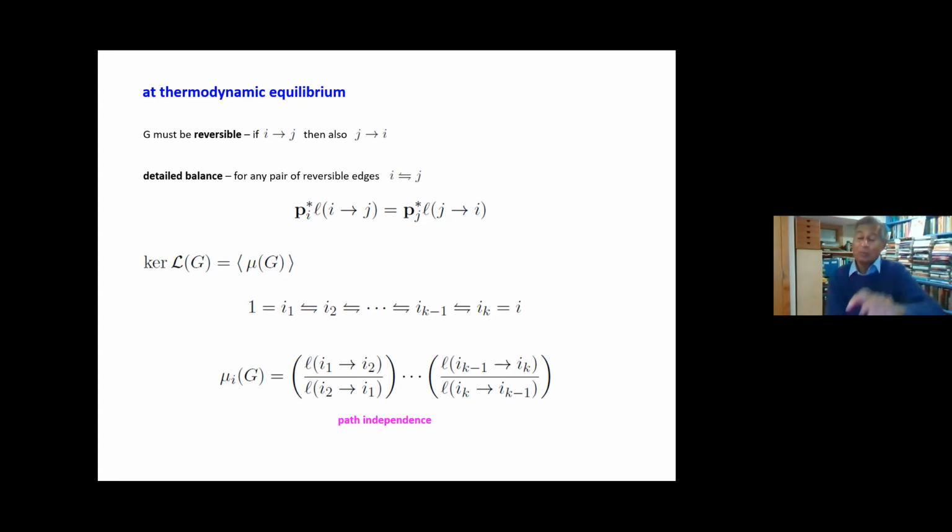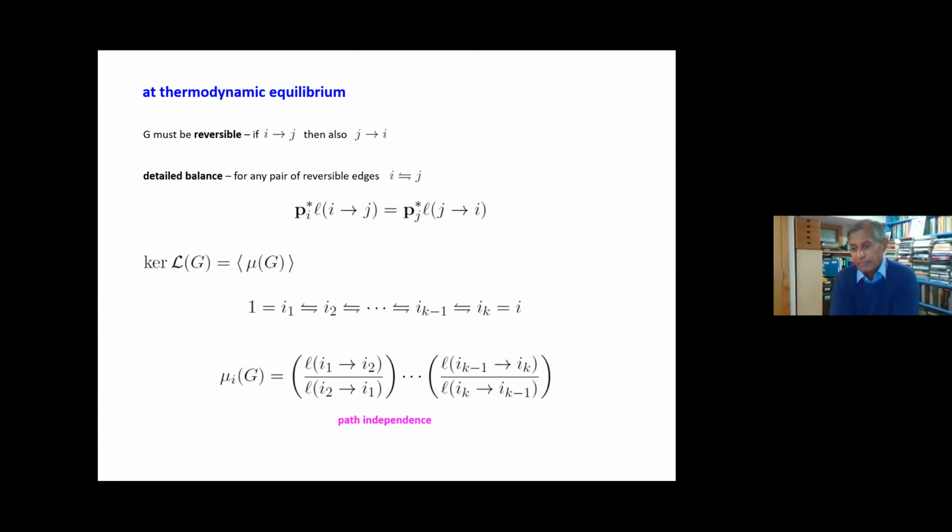And this is what I meant when I was talking about Hopfield's kinetic proofreading, that at thermodynamic equilibrium, we have this property of path independence. Steady state probabilities don't depend on the path you take. This is what it means mathematically, and that ultimately comes back to detailed balance holding. I haven't gone through the derivations of showing why detailed balance implies this, but if you think about it for a little while, I don't think you'll find it hard to see why detailed balance implies that this quantity mu ij is independent of the path chosen.